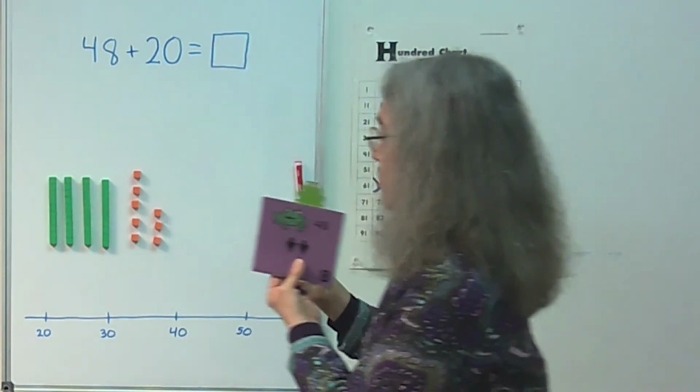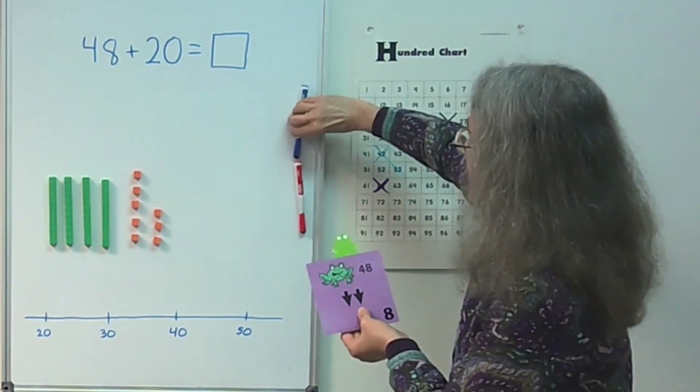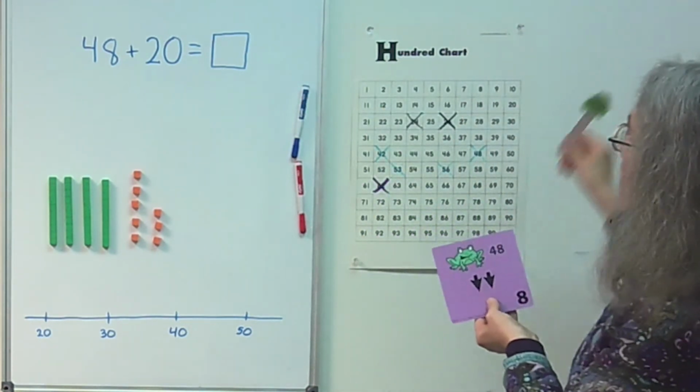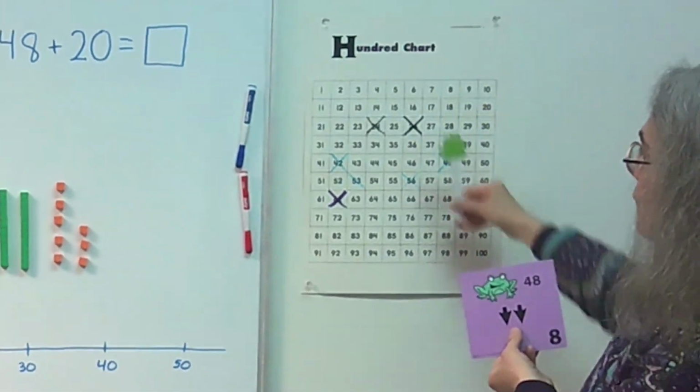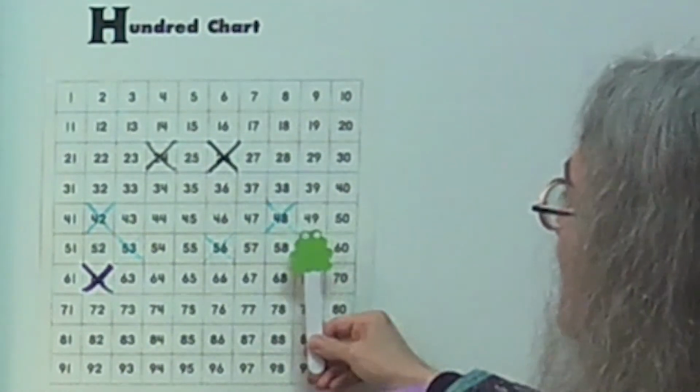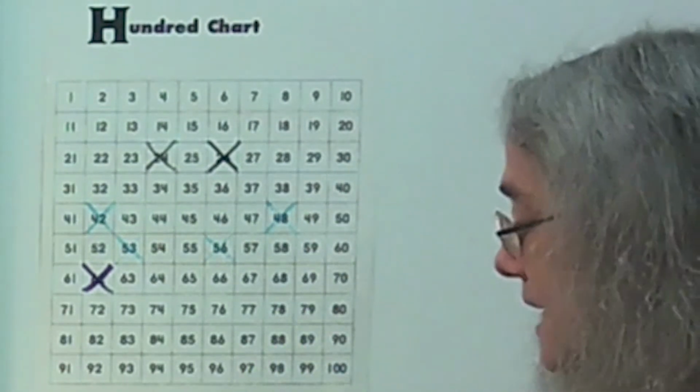Some of you may be doing your mental math already to figure that out. That's fantastic. Oh, I know how to do it. Yep, yep, yep. Start at the 48. 2 jumps down. Count my tens with me. 48, 58, 68. Woohoo. 68. That was pretty easy, Ted.